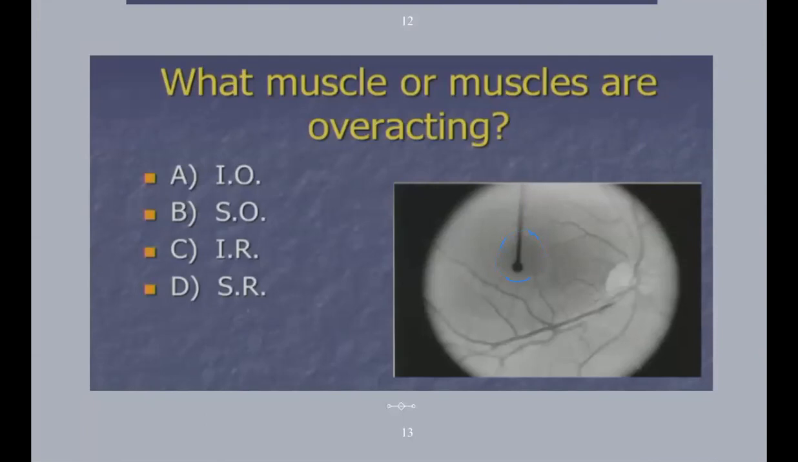Okay, if you find that the optic disc is higher, this means that this eye has extorsion. If you see that the fovea is higher, something like that, this means that you have intorsion. Okay, what muscle or muscles are overacting? Here in intorsion, I told you that all superiors are intorters, so the muscles are superior oblique and superior rectus. So this is the correct answer.